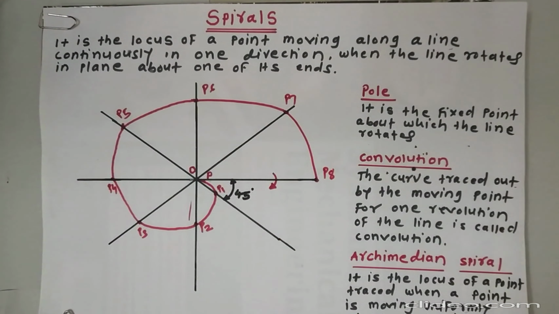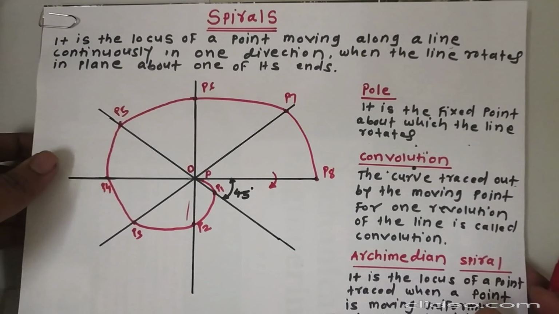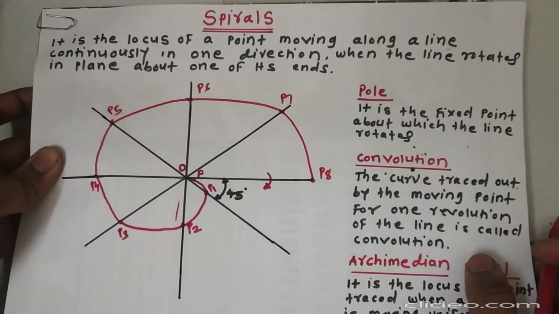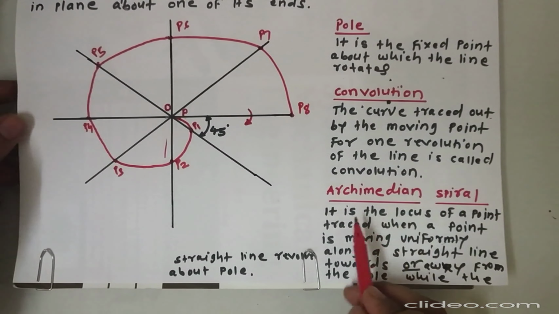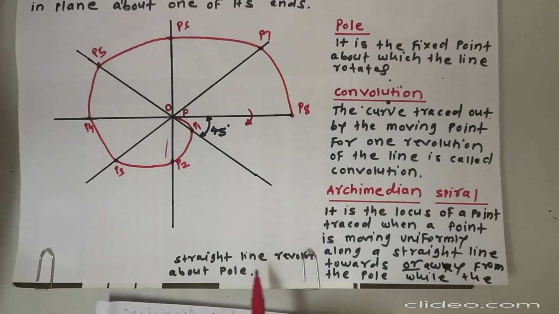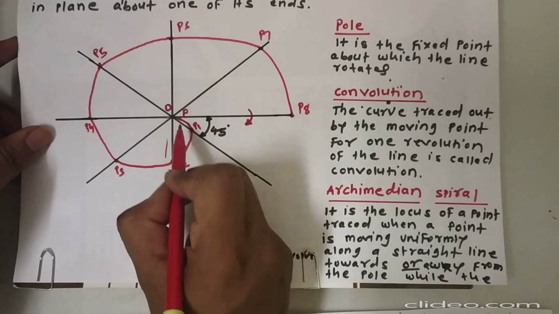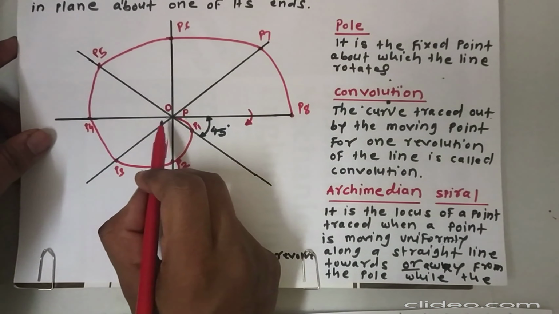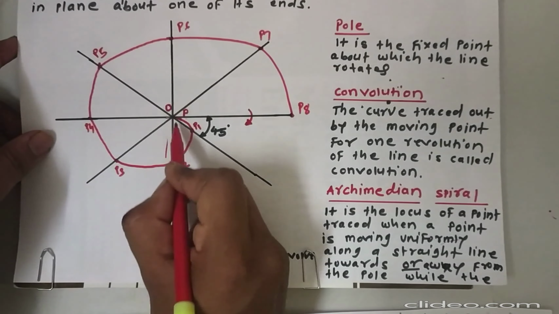Then we will see what is the difference between spiral and Archimedean spiral. I will read the definition. It is the locus of a point traced when a point is moving uniformly along a straight line. This statement is very important. When a point is moving uniformly along a straight line, towards or away from the pole, while the straight line revolves about the pole. You can see this point P is moving uniformly along the straight line.